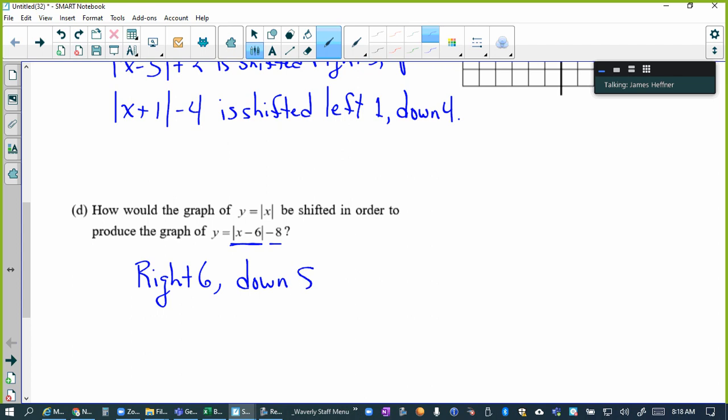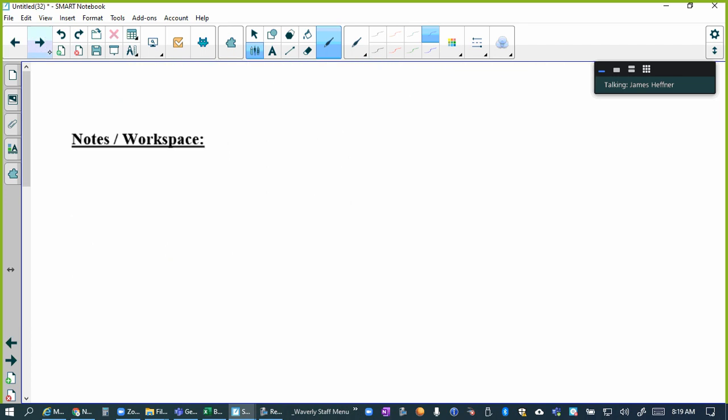Okay? So the only tricky part here is whatever's inside the function, right? It moves the opposite way of what the sign is. And this is for absolute value, but this kind of thinking will work for any function. So let's go to the notes page now. This will be the same for any function.